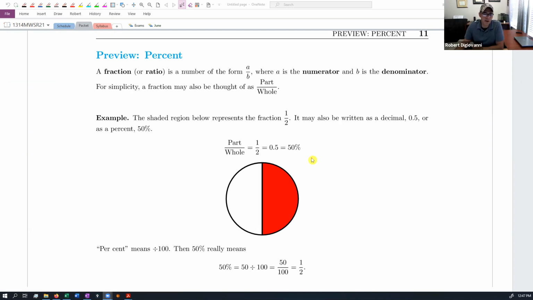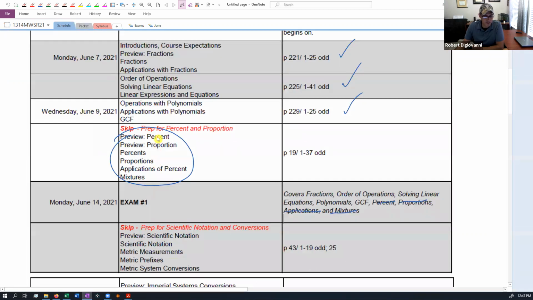So let's see how far we can get with this in about 50 minutes. So we're going to be talking about a couple of things. If we look at our schedule, we want to talk about percents and proportions, and then applications of percents and mixtures. I doubt we're going to cover all of this. Let's see how far we get. I want to get through at least percent and proportion.